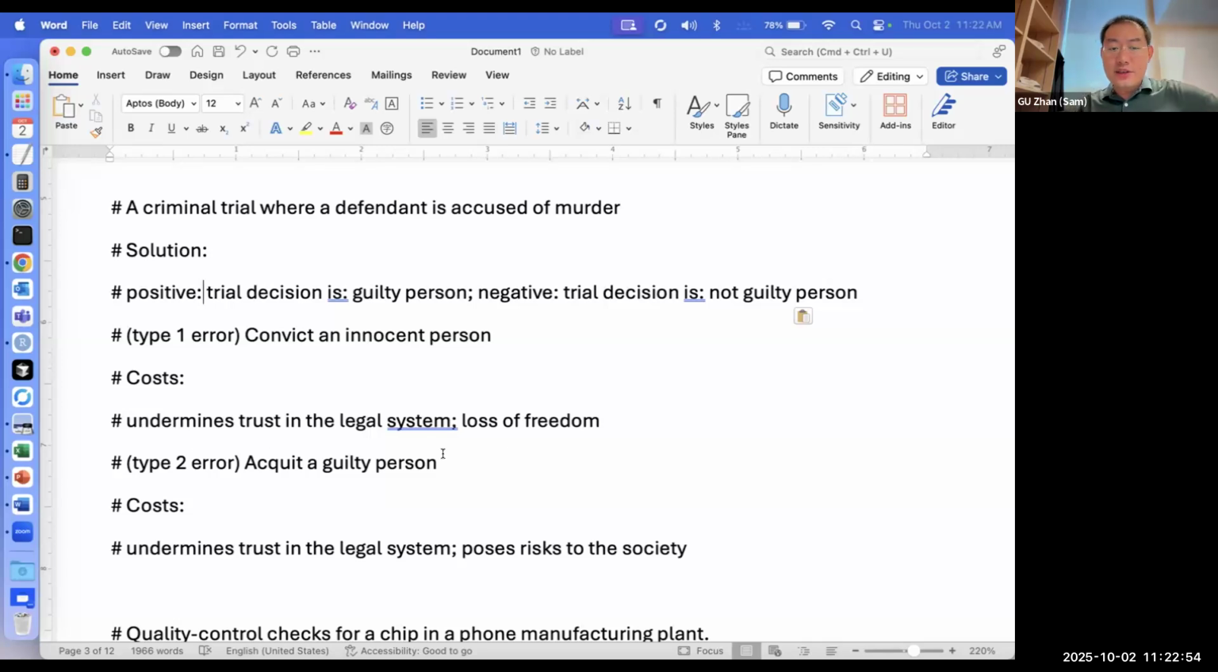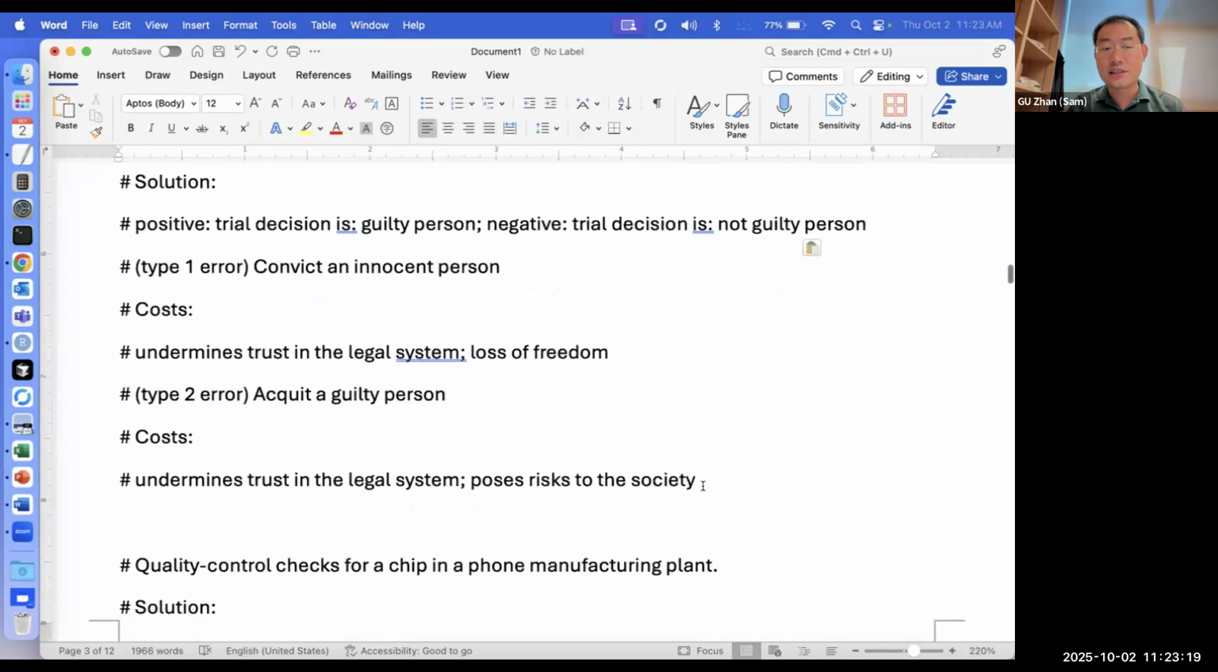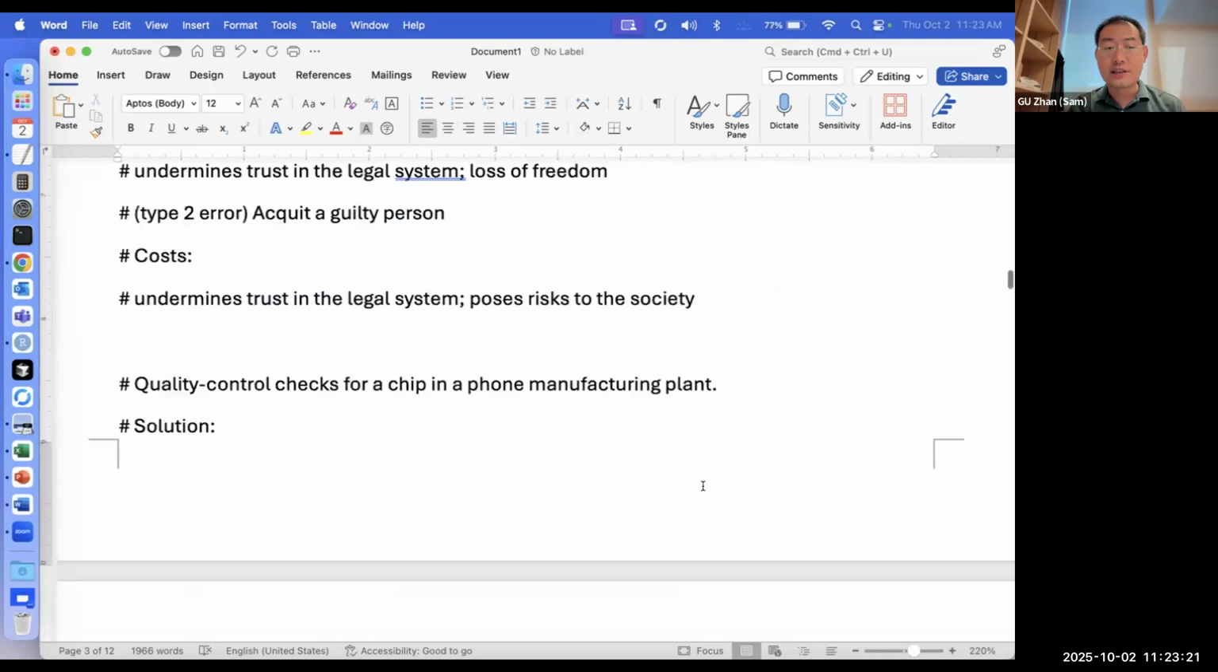So the type 2 error in this scenario is a guilty person who is acquitted, because we do not have sufficient evidence to prosecute this person, to prove that they are guilty. So that's a type 2 error, missed cases. Then what are the associated costs?